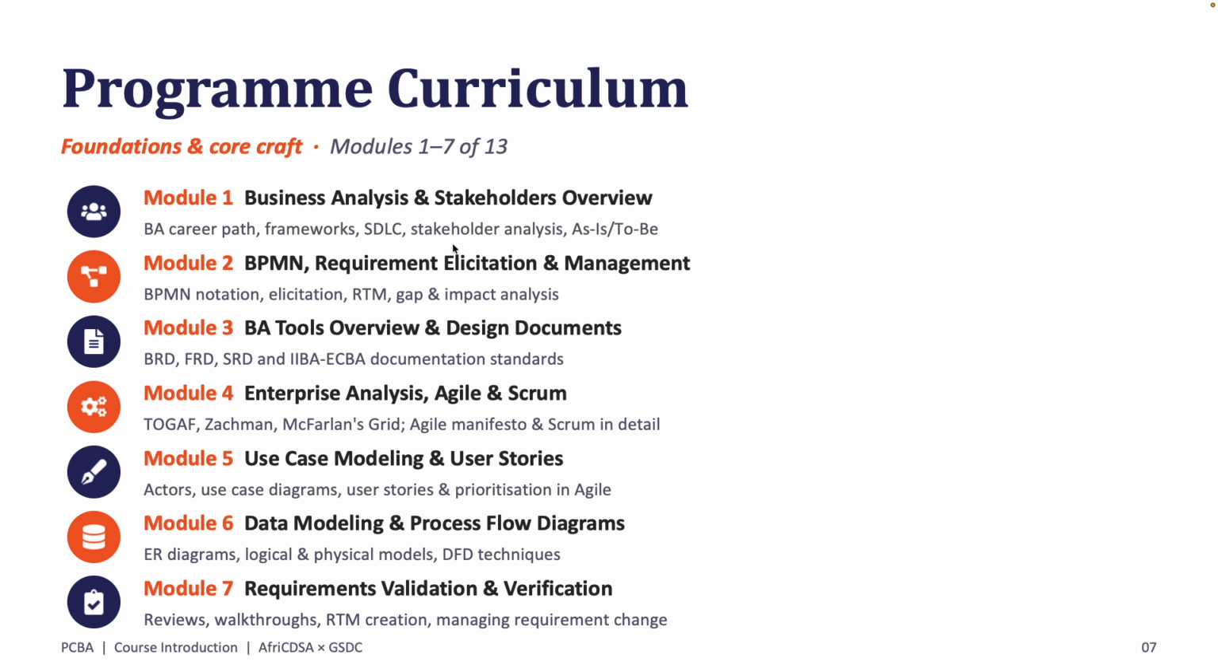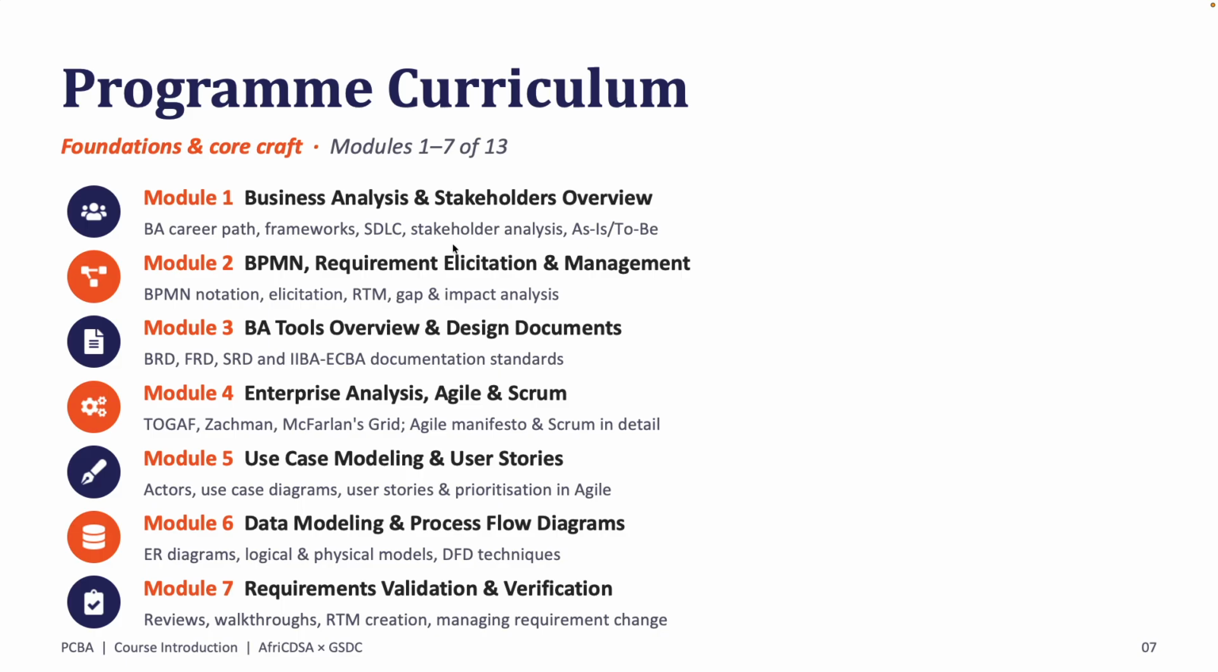Then we have module 3. Module 3 is about business tools, overview, and design documents. So here you're going to learn about the business requirement documents, which is the BRD. You are going to learn about the FRD, which is the functional requirement document. Then you're going to learn about the system requirement document as well. Then we also have other documents that are used by business analysis bodies. So we have the IIBA, so we'll see about that, and then we have the ECBA documentation standards.